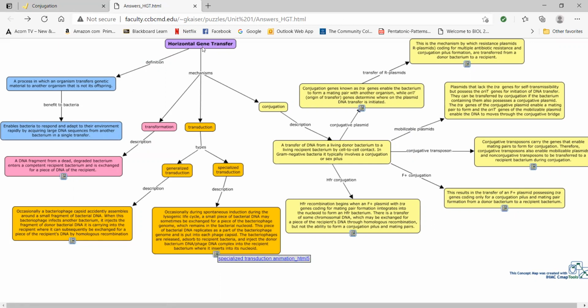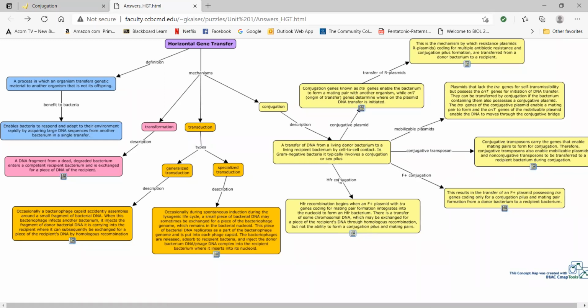And then the third mechanism of horizontal gene transfer is conjugation. So there's our description in general of what conjugation is. And that can involve conjugative plasmids, which are described here, mobilizable plasmids, which are described here, conjugative transposons, which are described here. And it can also involve F+ conjugation. So there's our description of F+ conjugation, which was objective 5B, and the animation that goes with that description.